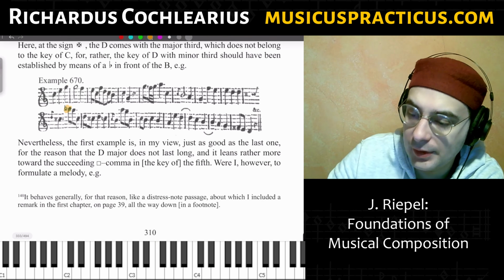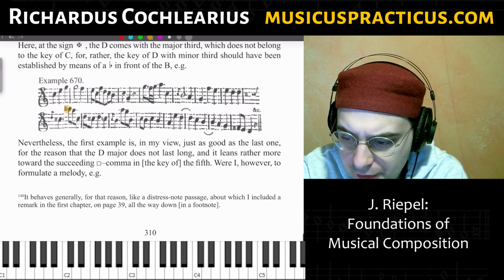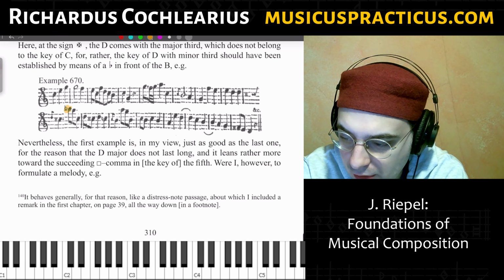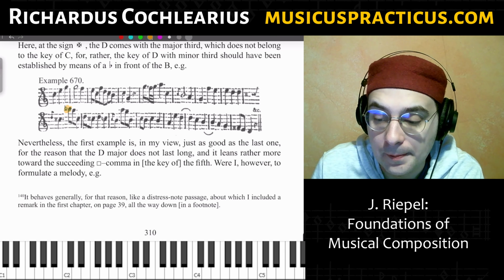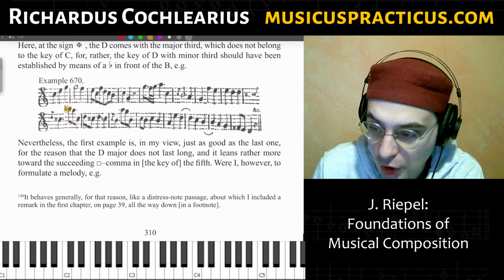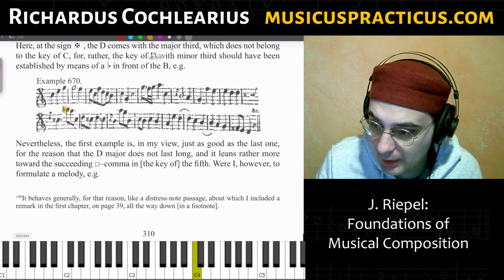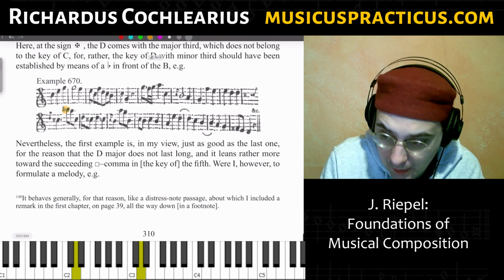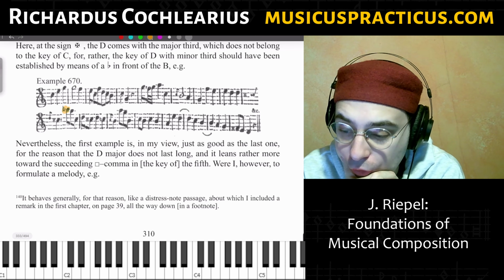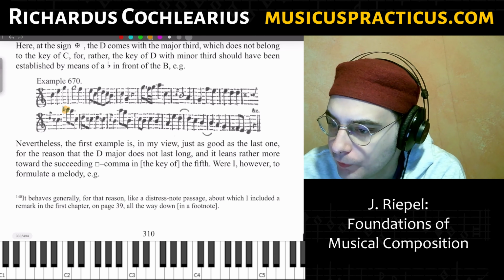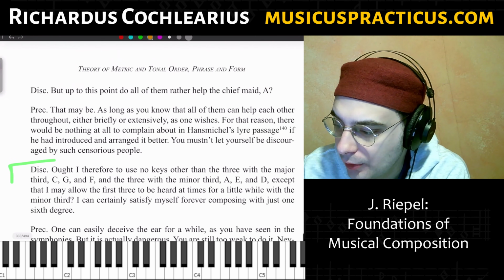Nevertheless, the first example, in my view, is just as good as the last one, for the reason that the D major does not last long, and it leans rather more toward the succeeding changing comma in the key of the fifth, so in the key of G major, where I, however, formulate a melody. Now there is this footnote which refers to something we have already read before, right?